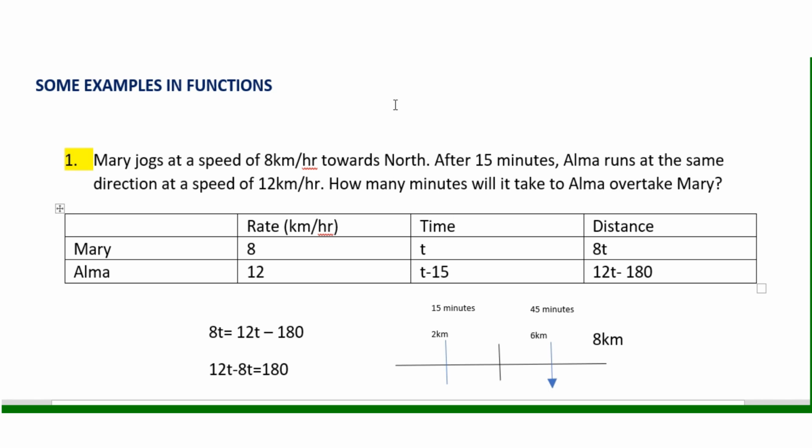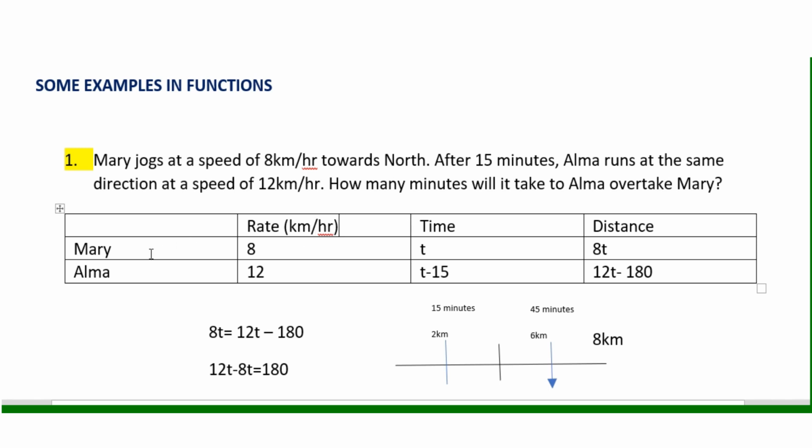So in this kind of example, we need to go back to the concept of distance, rate, and time, wherein distance is the product of rate times time. The rate here could be velocity or speed, used interchangeably in many books.